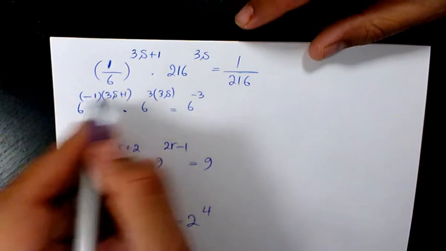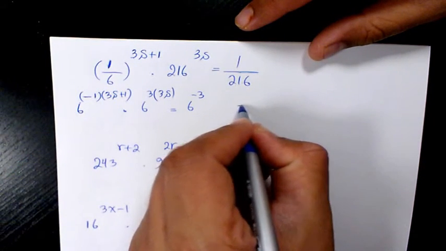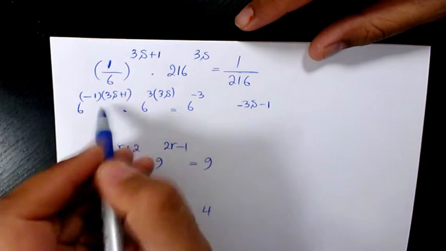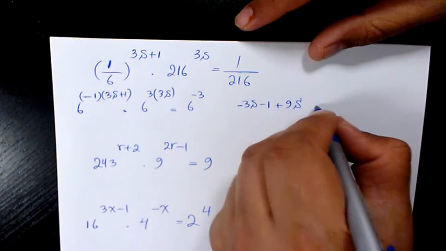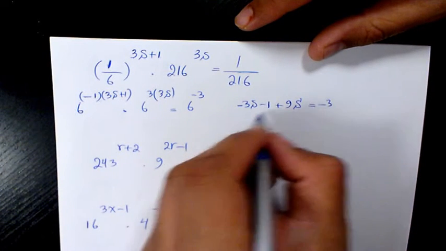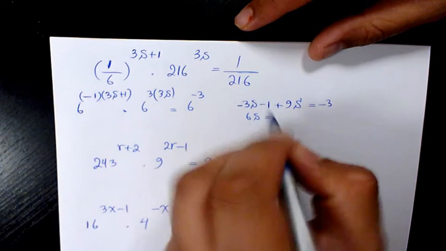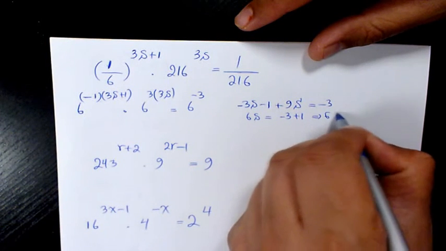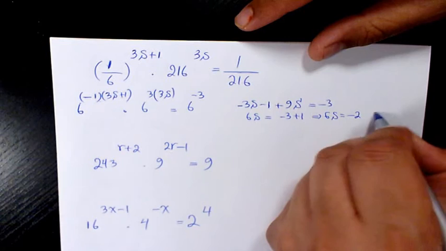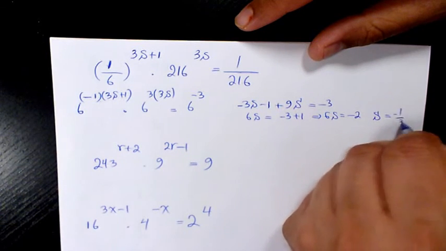So now we need to expand it and simplify it. Negative 3s minus 1, when you distribute it, plus 9s equals negative 3. So it's going to be 6s equals negative 3 plus 1. So 6s equals negative 2. So s will be negative 1 over 3.